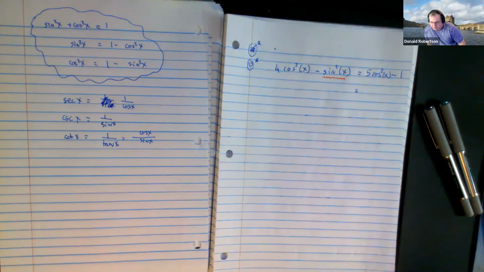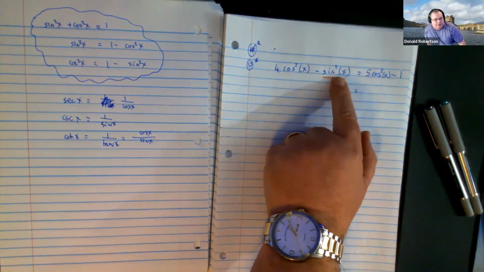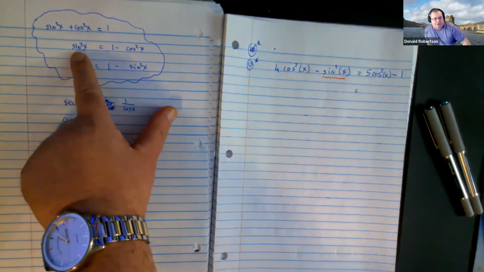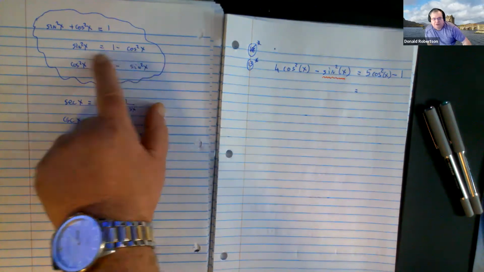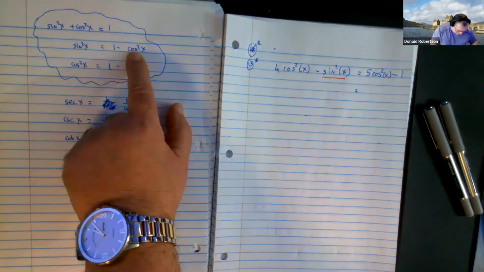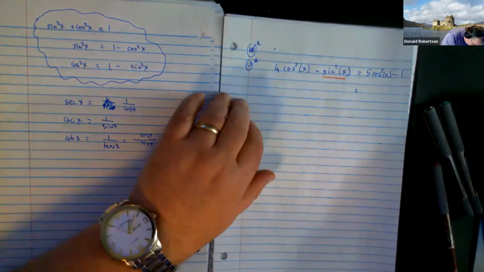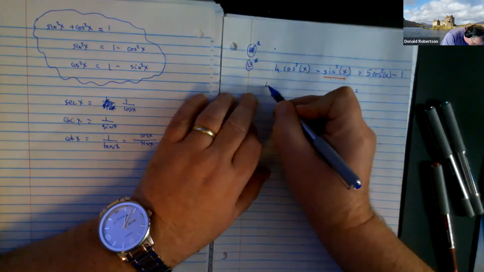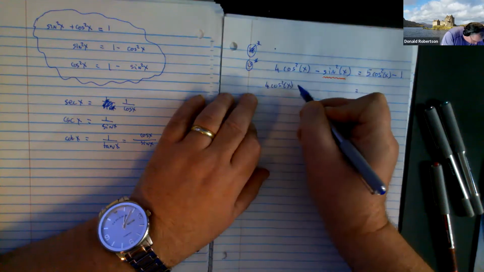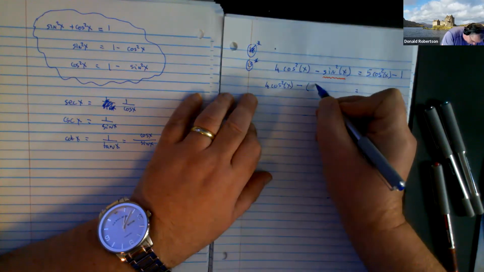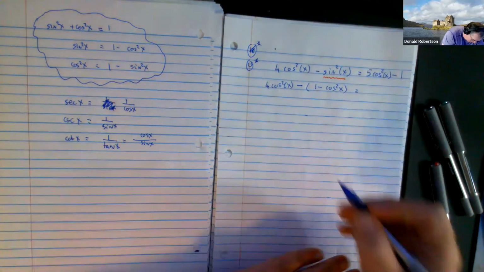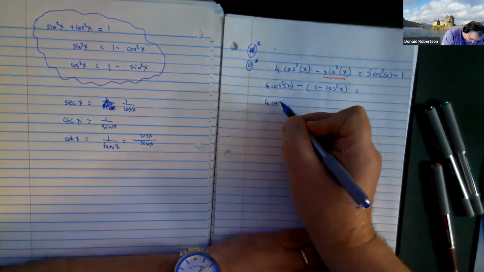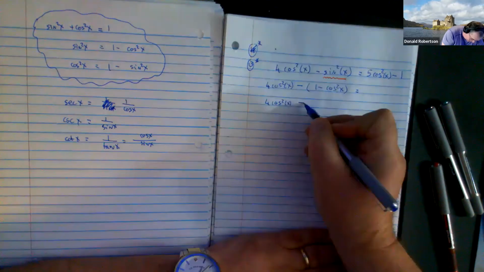So I'm going to have to get rid of that sine squared. And if I look at my little list here, can't I change sine squared into 1 minus cos squared? Agreed? Sine squared can be written as 1 minus cos squared. So I'm going to leave that guy alone, take away and replace the sine squared with 1 minus cos squared. And the brackets are important because you're taking away this guy and adding that guy.